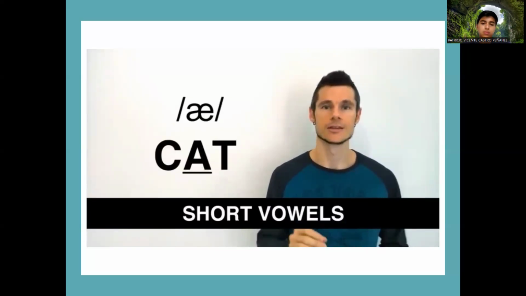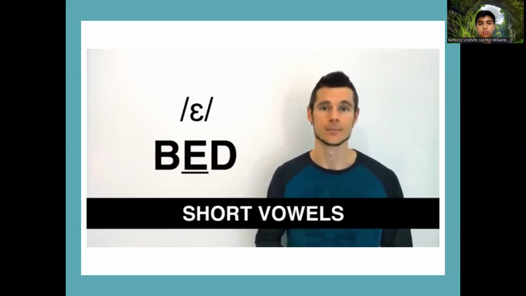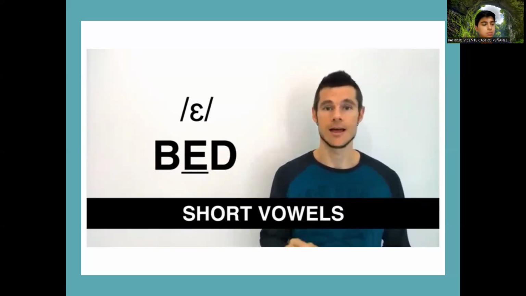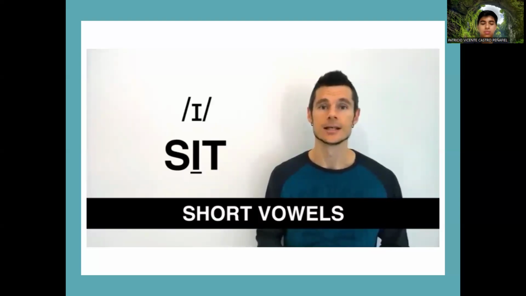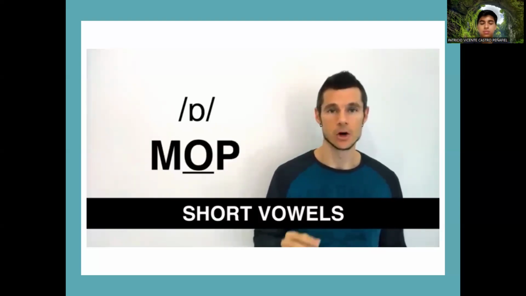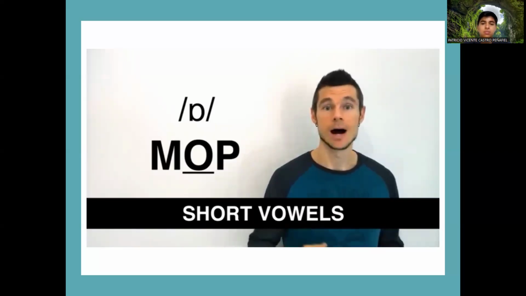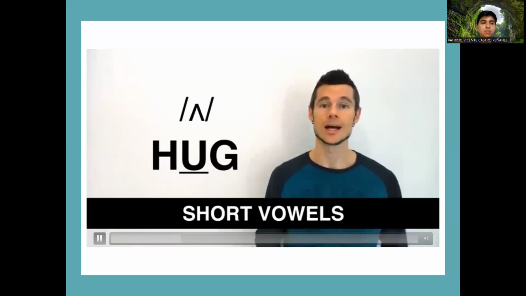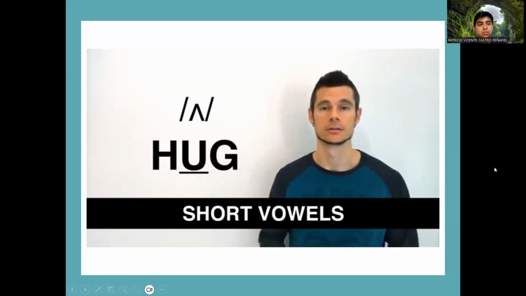For the short vowels, the letter A has the sound A, as in cat. The letter E has the sound E, as in bed. The letter I has the sound I, as in sit. The letter O has the sound A, as in mop. The letter U has the sound U, as in hug.